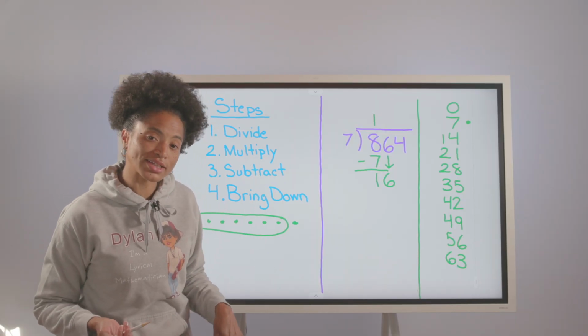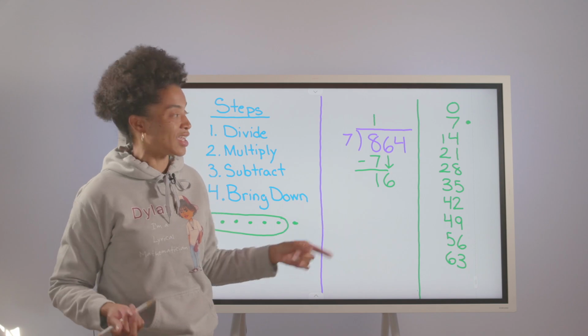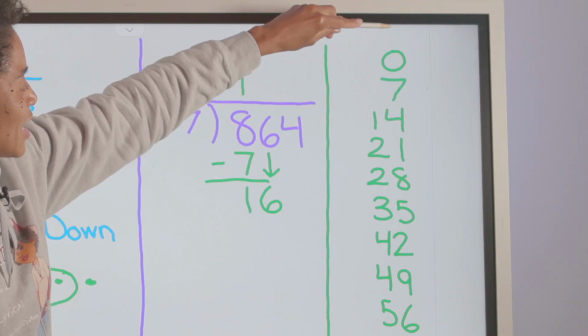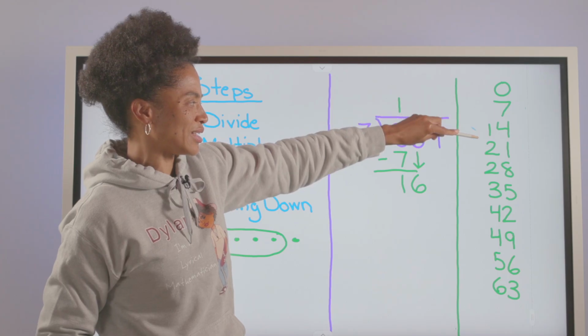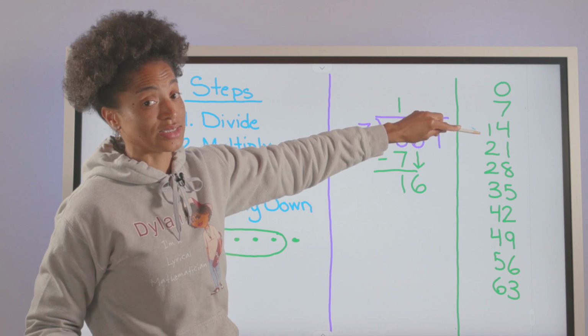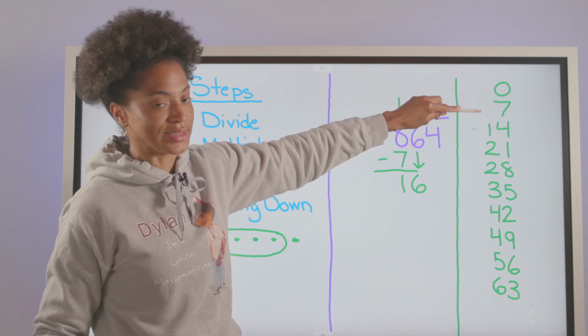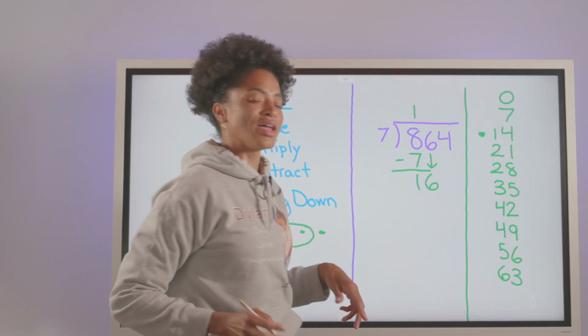We're going to go down our list and make sure we do not pass who? 16. All right, let's see where we stop. Go down the list. Tell me where to stop. Here. Because 21 would definitely be passing 16. Now, if we saw 16, we could stop at it. We just can't pass it. So we would have to stop, in this case, at 14.